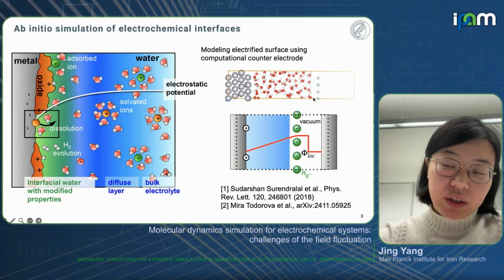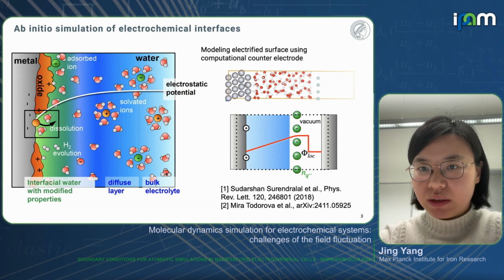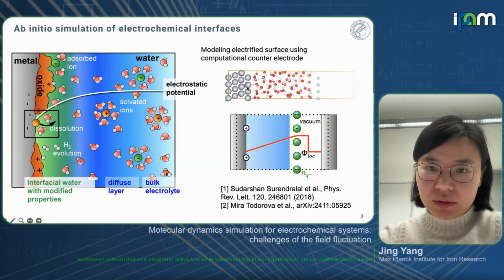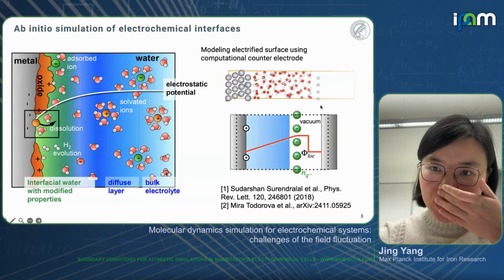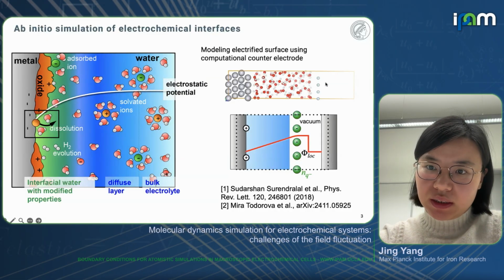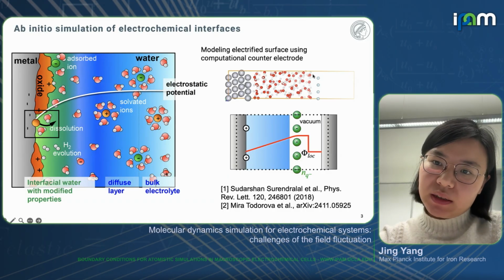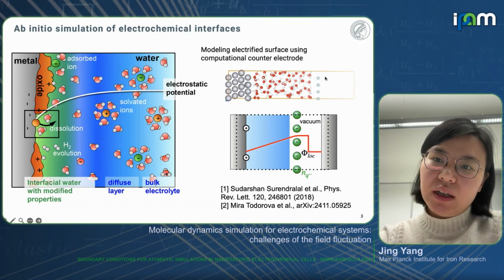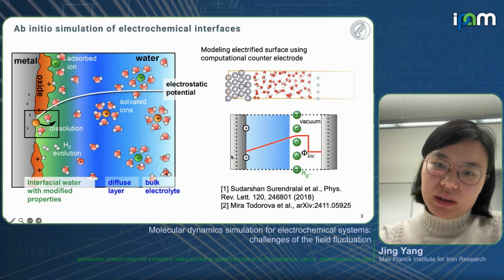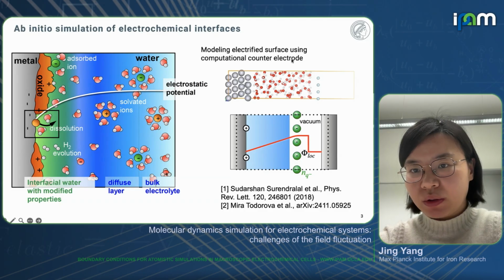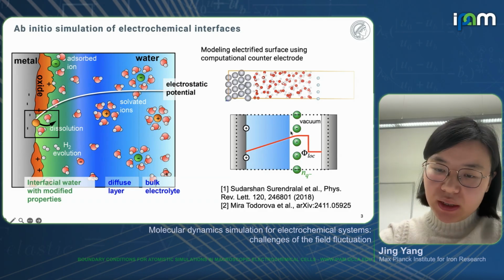This is the main method that we use in our group, which is a computational counter electrode. On the one side, we have the metal or our working electrode, and on the other side, we have a neon computational counter electrode. By changing the nuclear core charge of the neon, we can set up a long-range charge transfer, where by having this double capacitor setup, we build up a constant electric field across this water slab.